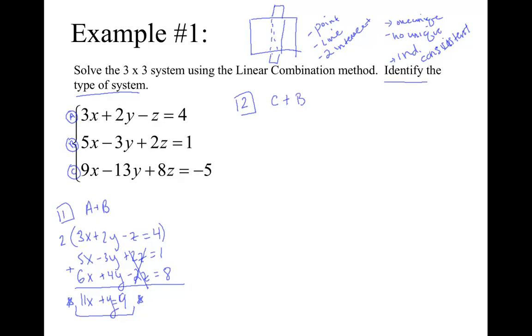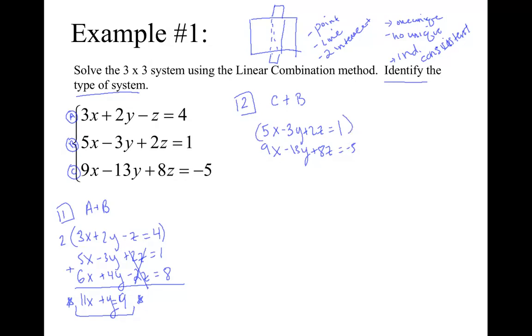If you're setting it up differently, if you're solving for a different variable first, that's fine. I think z might have been the most logical, because if you can see, they're all factors of 8. Whereas if I was going to go for y, it might not eliminate as nicely, or x might not eliminate as nicely. So I'm just going to choose C and B, so I'll rewrite B. And then this is 9x minus 13y plus 8z equals negative 5.